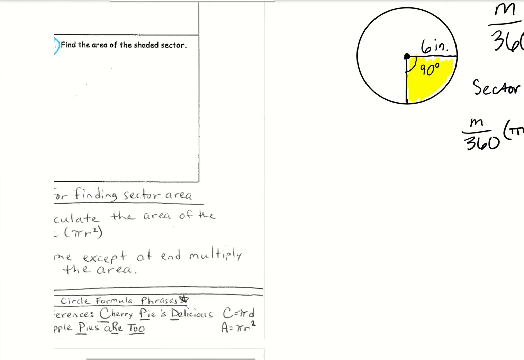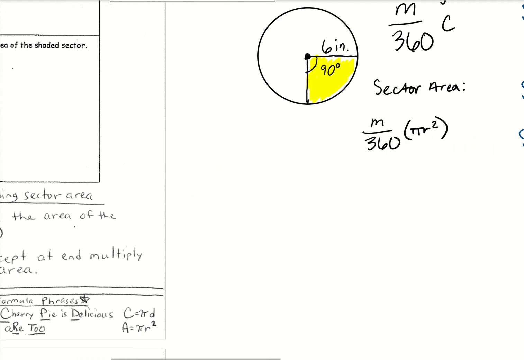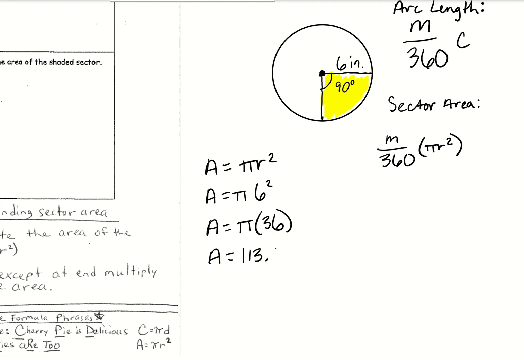Okay, step 1, as we have right down here: calculate the area of the circle. That's what I'm going to do first. I'm going to find what pi r squared is. So area equals pi r squared, and I just need to plug in 6 for our radius here. So we have A equals pi times 6 squared. That's going to give us area equals pi times 36, which if we type into our calculator is about 113.04.